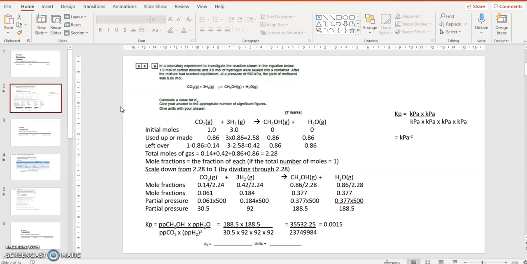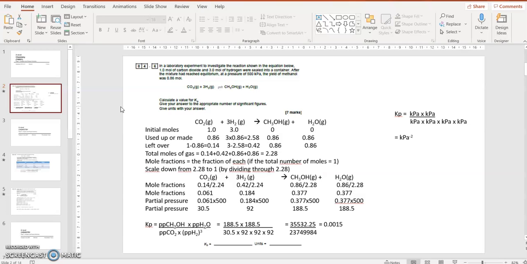I need to work out how much is left over, or made, in the equilibrium mixture. Starting with 1 mole of carbon dioxide, used up 0.86, subtract them, I've got 0.14 moles of carbon dioxide left in the mixture. 3 moles of hydrogen, used up 2.58, subtract them, 0.42 moles of hydrogen left in the mixture. Didn't start off with any methanol, made 0.86 moles, that's how much I've got. Similarly for water or steam, started with nothing, made 0.86, I've got 0.86.